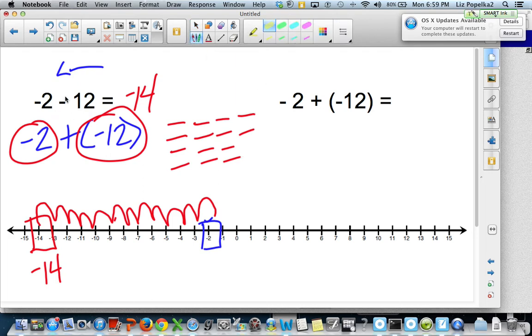I'm going to highlight this again. So minus and adding a negative really means exactly the same thing. So negative 2 plus negative 12 is the same thing as negative 2 minus 12.